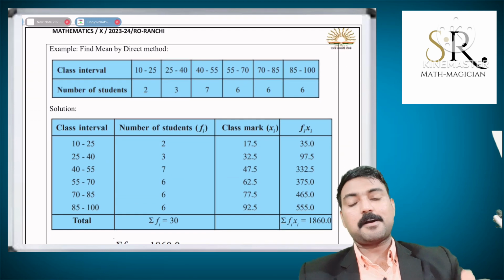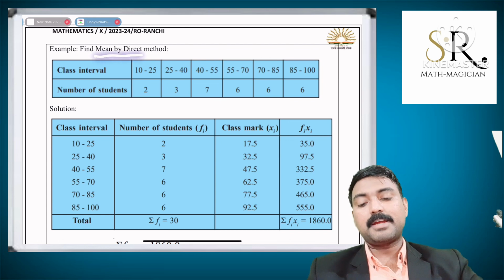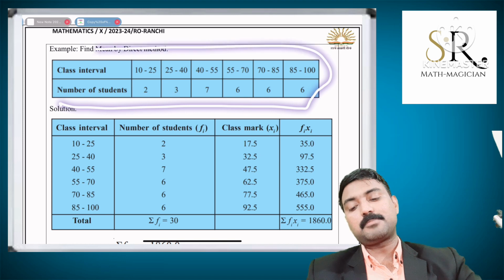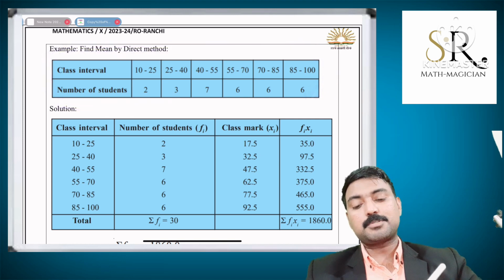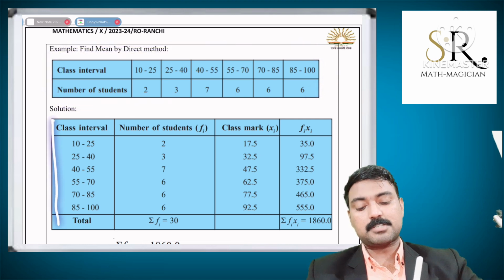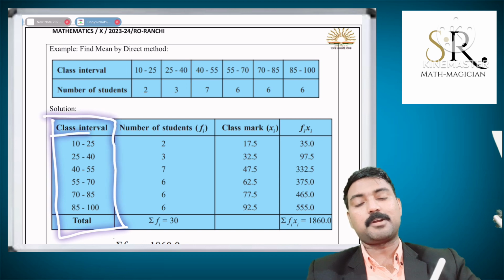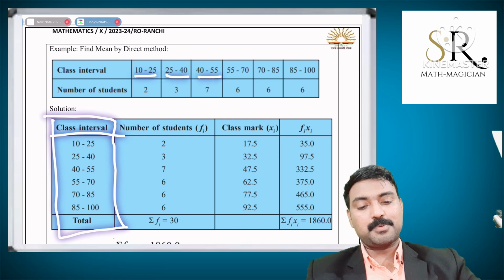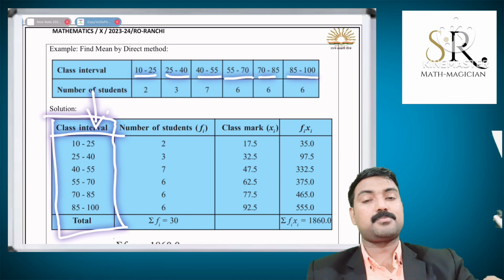Now we can take one example, find the mean by direct method. The question is given in this table. From this question, first of all we have to draw different columns. In the first column, class intervals can be given. What are the class intervals here? 10 to 25, 25 to 40, 40 to 55, 55 to 70, 70 to 85 and 85 to 100. These are all the class intervals given in the first column.